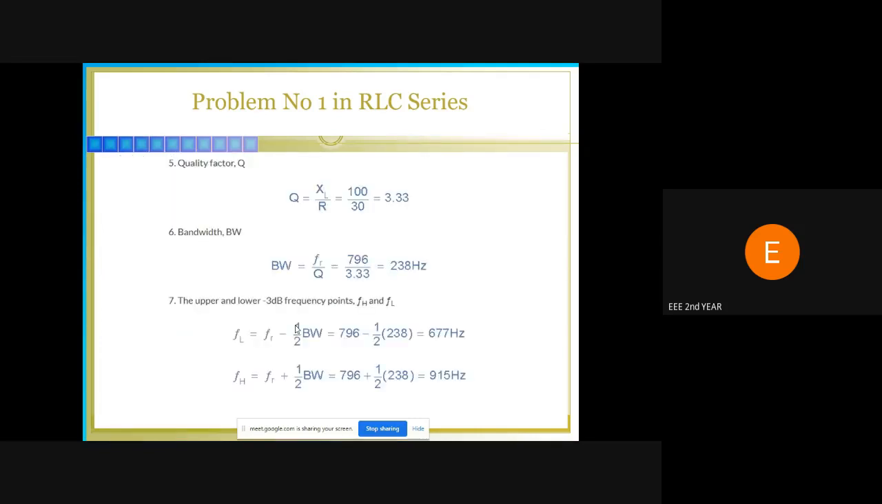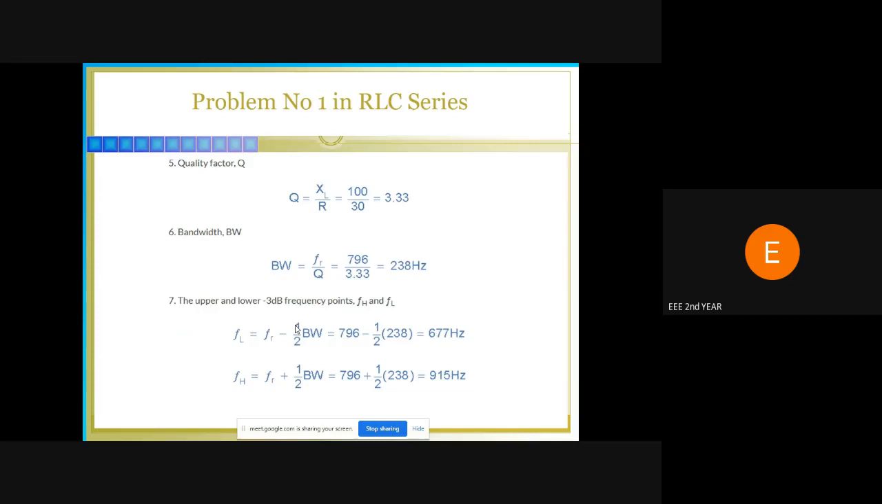So the next thing is the quality factor. In this quality factor, Q equals XL by R. So the Q factor has the formula XL divided by R. We can also use another formula which we derived in the series circuit. In this case Q is equal to XL by R, where XL is 100, which was previously determined. So 100 by 30, that is your quality factor. Q factor is 3.33, right?